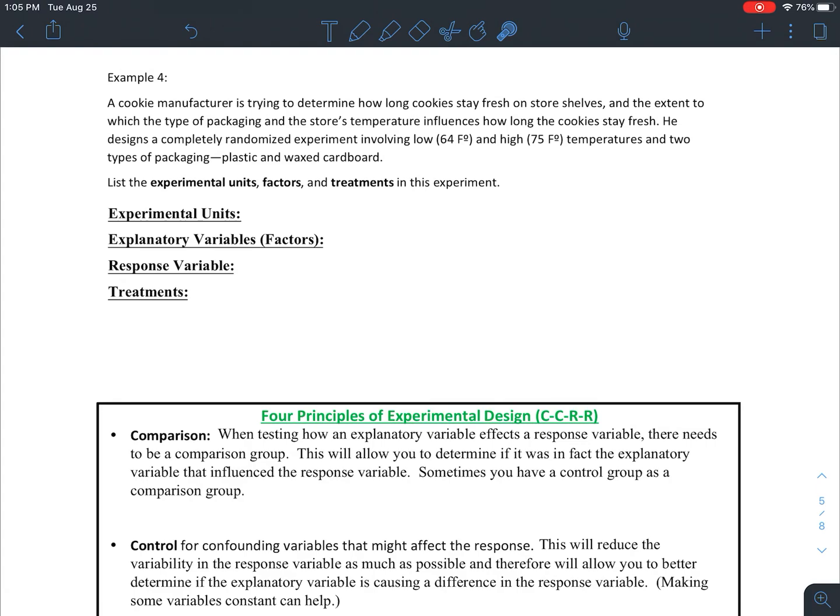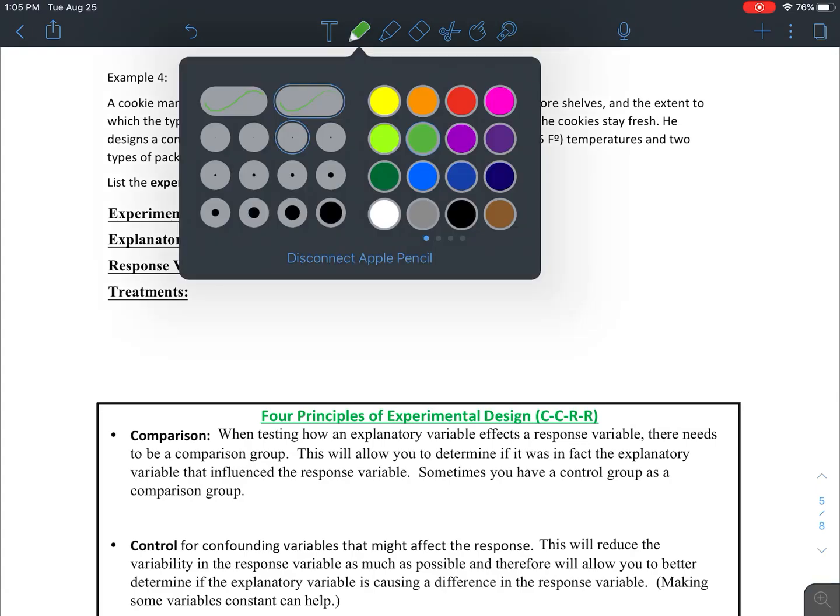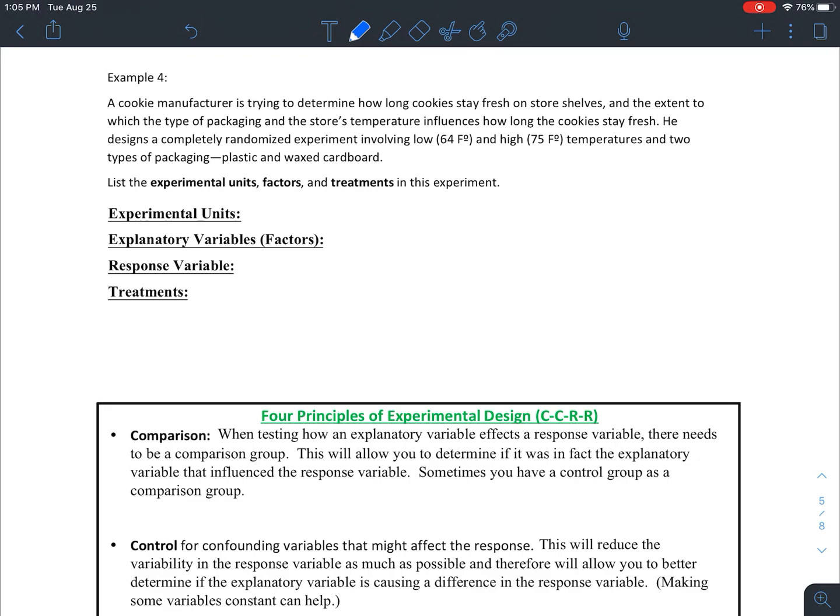We are to list the experimental units, the factors, and the treatments. And we'll also go ahead and identify the response variable here. Okay, so experimental units, that would be the packages of cookies. Okay, this is what is having all those factors applied to it. Okay, the factors, remember these are broad categories. So this is the store temperature and the type of packaging.